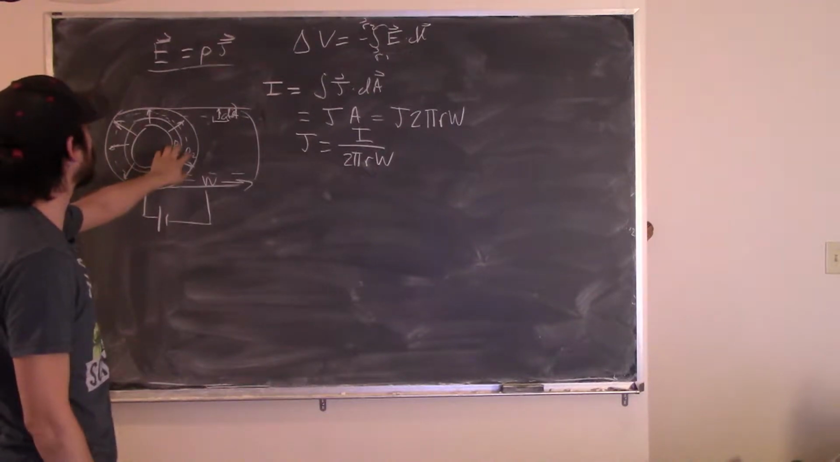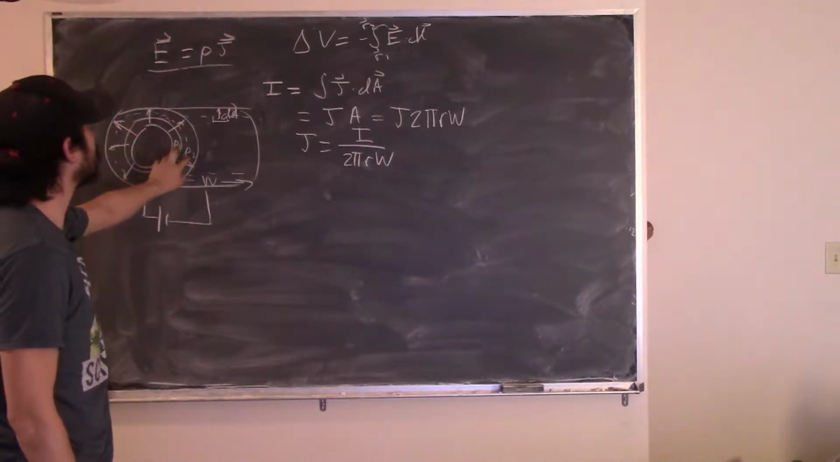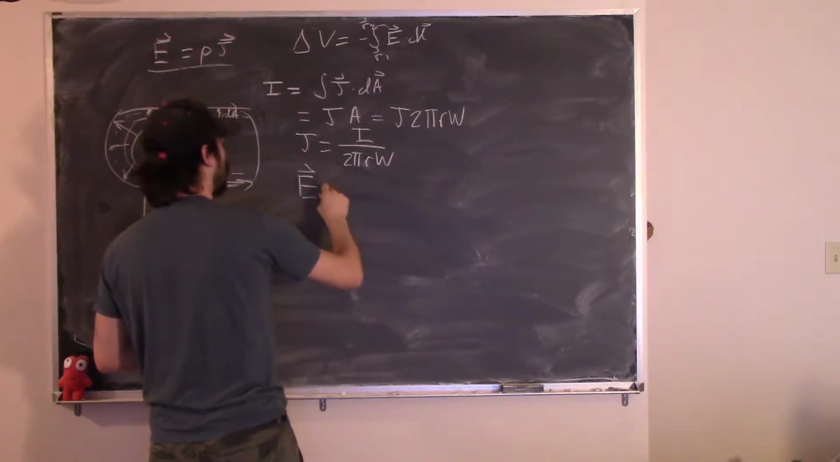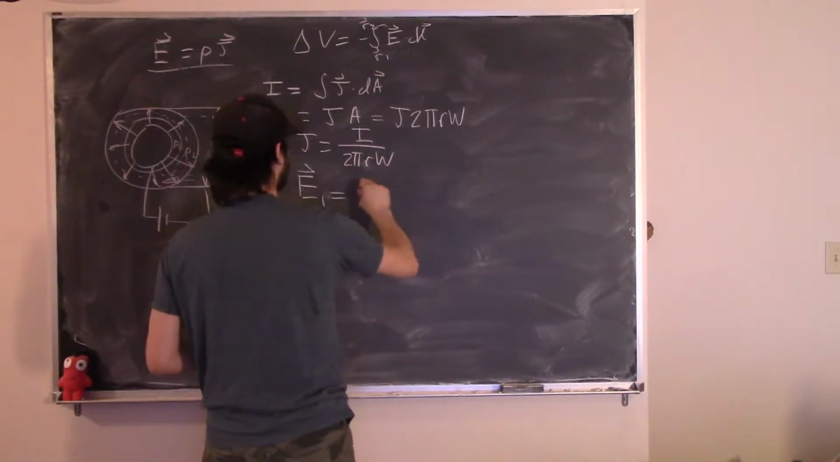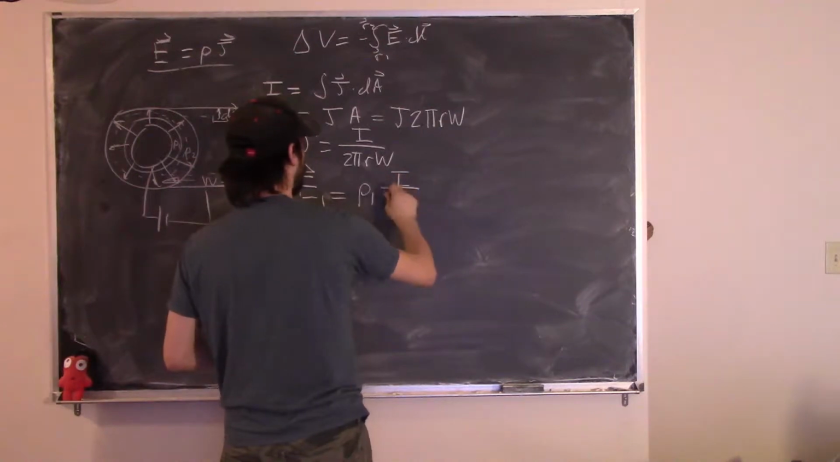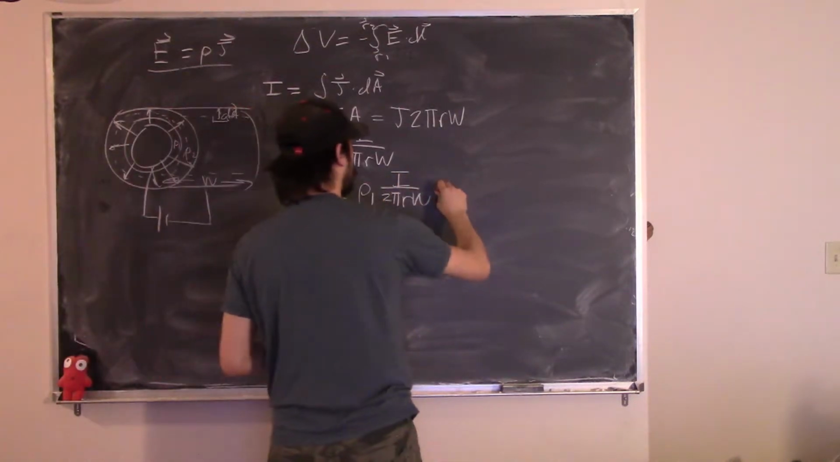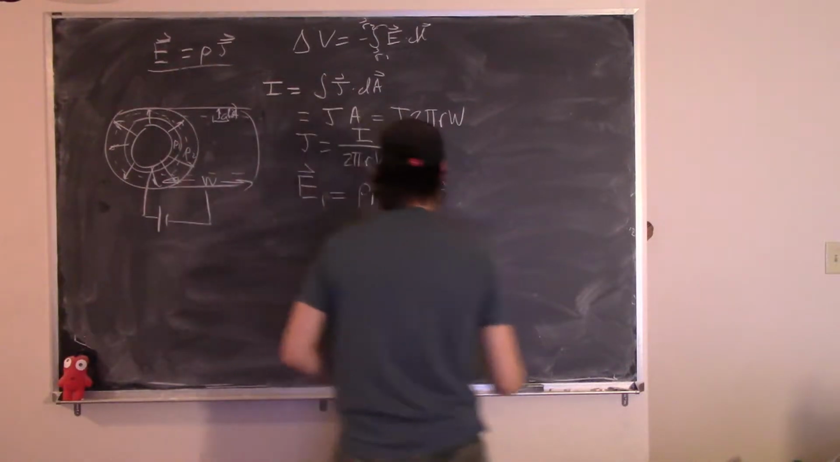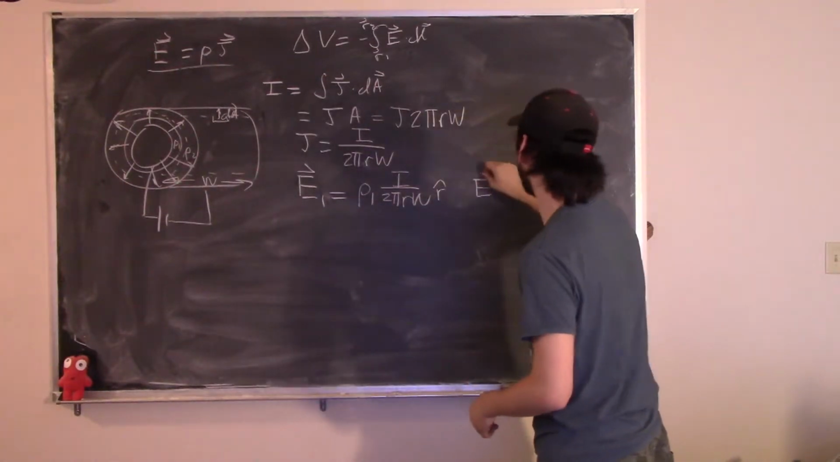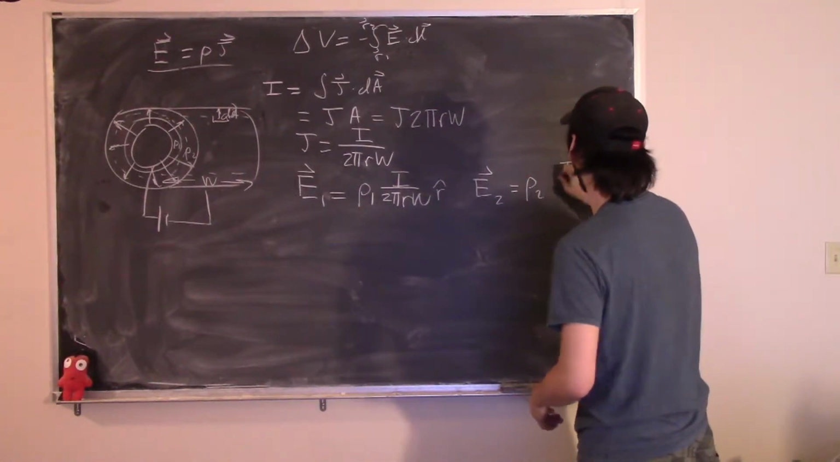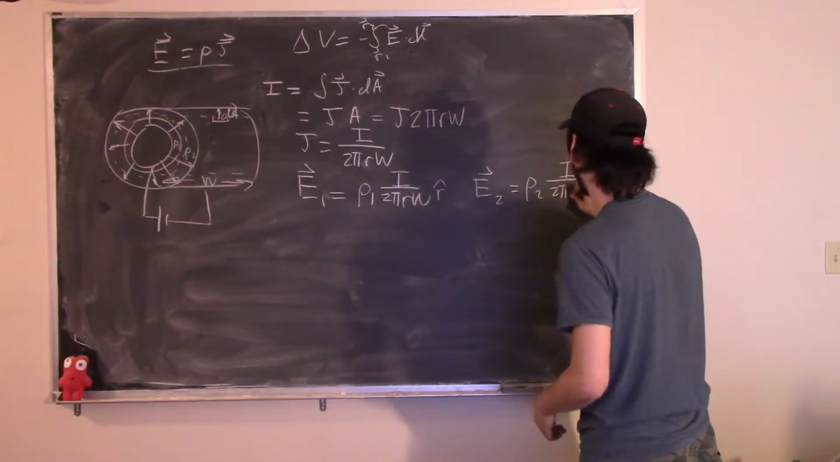Okay. So now we're ready to write what our two electric fields are. Like I said, we have two different electric fields because we have two different resistivities. And so the first one is going to be E vector 1 equal to rho 1 I divided by 2 pi R W. And the second one, and this is in the radial direction, is going to be E vector 2 equal to rho 2 I divided by 2 pi R W.